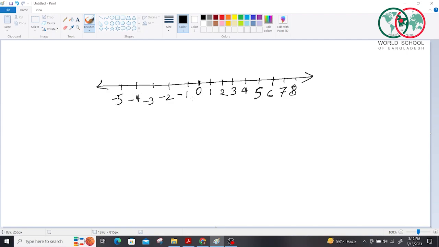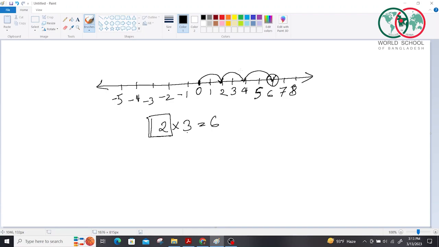So how do we multiply using this number line? Suppose we are given 2 into 3. What we'll do is take a jump of length 2, 3 times. A jump of length 2 means this is 1 length, so 1, 2. How many times will we jump? 3 times. So 1, 2, 3, we have reached 6. So 6 will be our answer, and we already know 2 into 3 is 6.